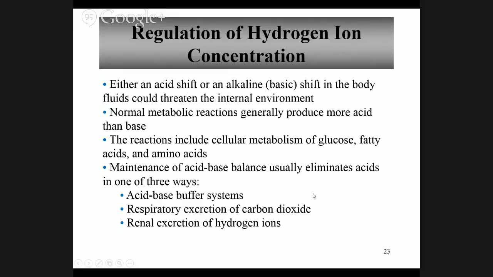The regulation of hydrogen ion concentration: either an acid shift or an alkaline shift in the body fluids could threaten the internal environment. Normal metabolic reactions generally produce more acid than base. The reactions include cellular metabolism of glucose, fatty acids, and amino acids. The maintenance of the acid-base balance usually eliminates acids in one of three ways: the acid-base buffer system, the respiratory excretion of carbon dioxide, and the renal excretion of hydrogen ions.